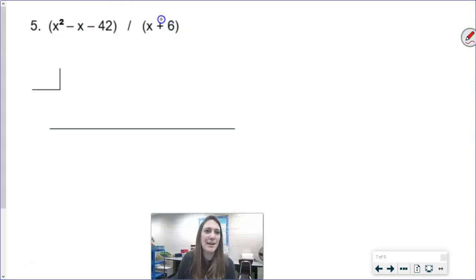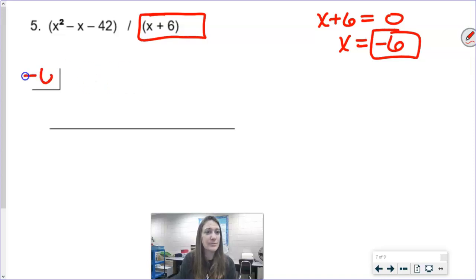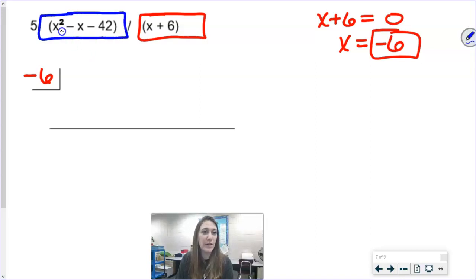All right, so what goes in the box? Well, we have to take our divisor and find the solution to the divisor. So if you were to take x plus 6 and set it equal to 0, you would get x equals negative 6. This is what goes in the box. Then we take the coefficients of our dividend. Make sure it's in standard form order. So 2, 1, constant. That's it. And the coefficients, remember there are sneaky ones in here, right? We have a 1, a negative 1, and a negative 42.